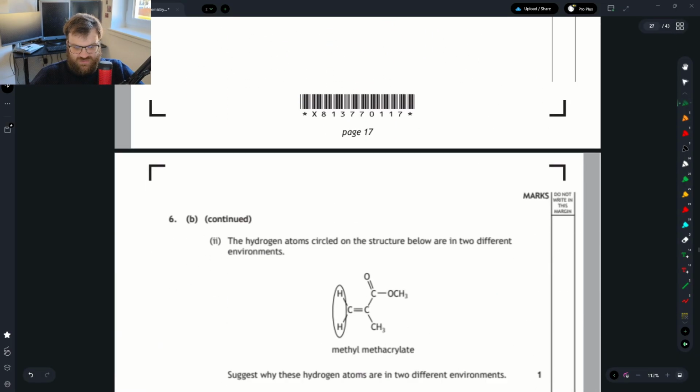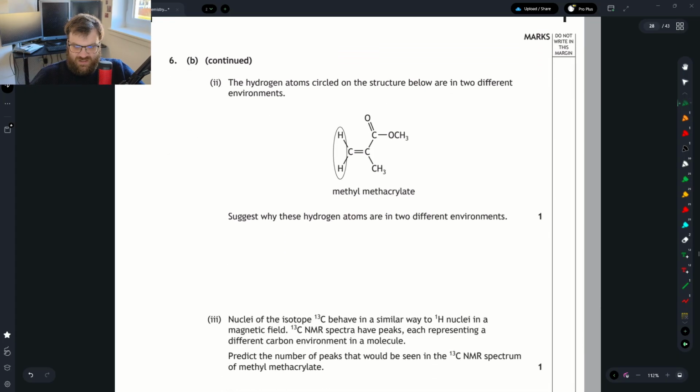Moving on to part B. Suggest why these are in different environments. When it comes to the environments, it relates to their closeness to other parts of the molecule. If you look at the one at the top, that is in closer proximity to the C double bond O than the one at the bottom. This double bond restricts the rotation around the carbon, and they will then be experiencing different things and end up in different environments.